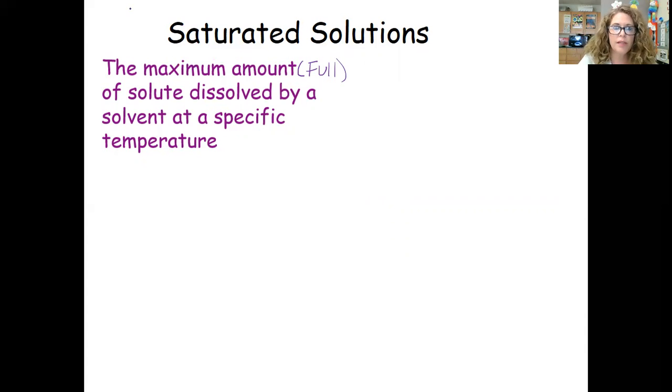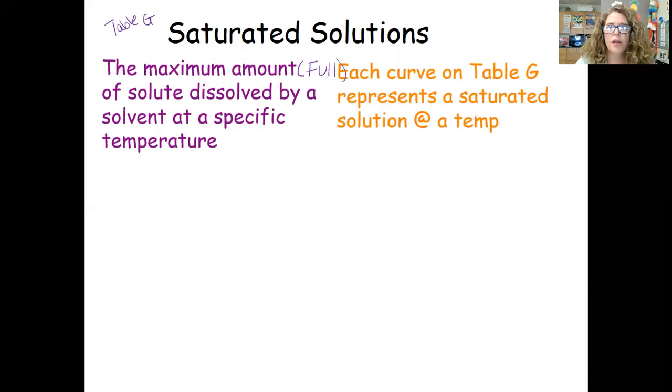This again relates to reference table G, so you should be looking at that reference table as we're talking. Each curve on table G, all of those lines that we saw on that graph, represents a saturated solution at a certain temperature. So each point on the curve represents a saturated solution. Basically, that means the solution is full. That means it is the maximum amount of solute that's going to dissolve at that temperature.